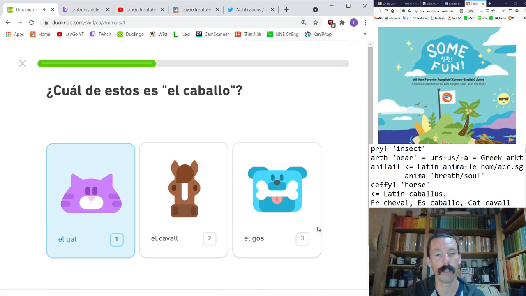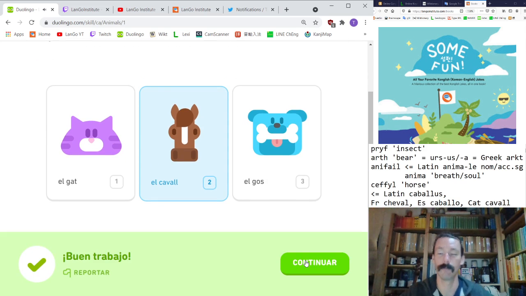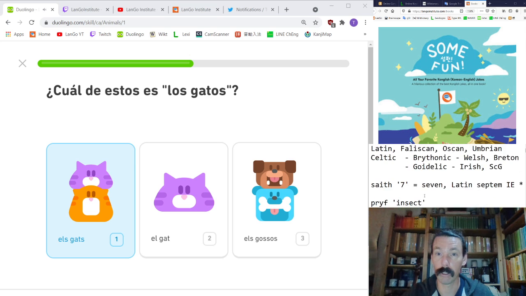El gat. El gos. El cavall. I shall do it. I shall strive to. Els Mossos. El gat. Els gats. So let's compare these forms real quick.